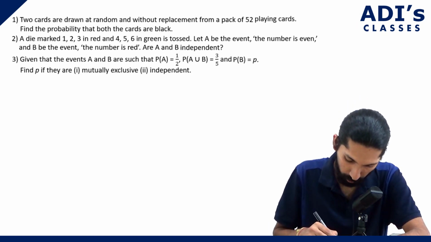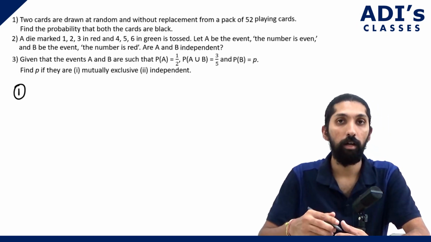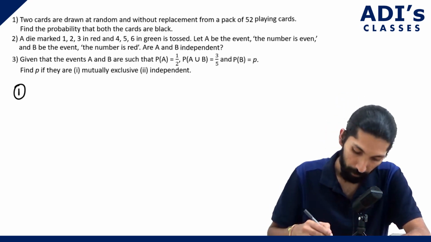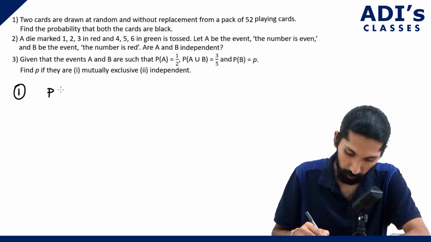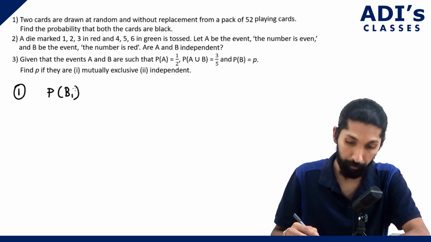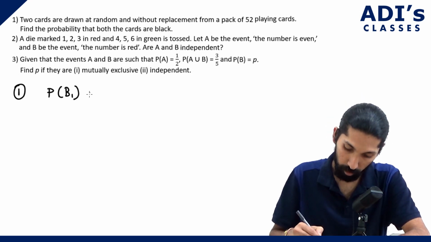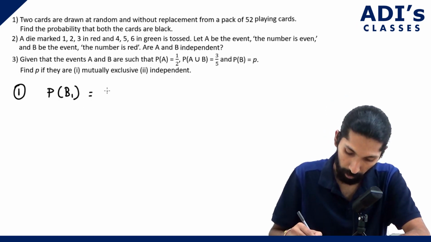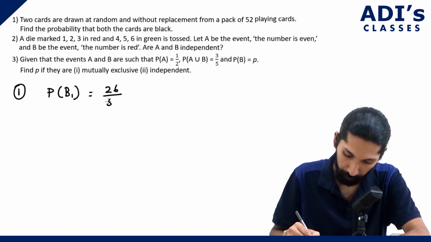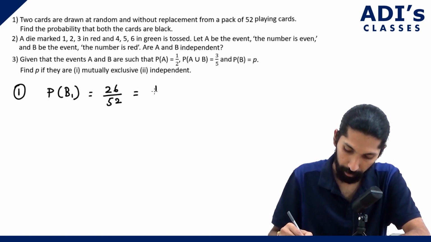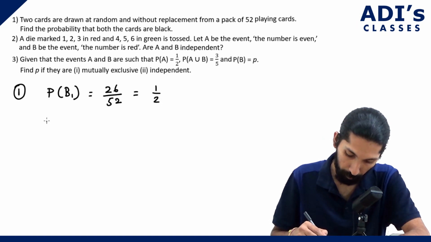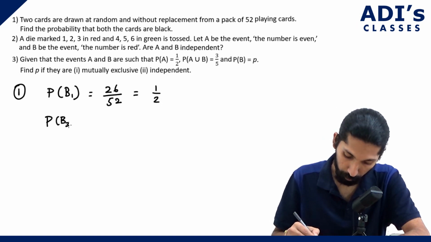Right? So here, it's a very simple type of problem. See, probability of the first one being black, let's say P(B1). So in total there are 26 black, correct? Out of 52. So we have 26 out of 52. That's nothing but 1 by 2. Okay. Now probability of B2.